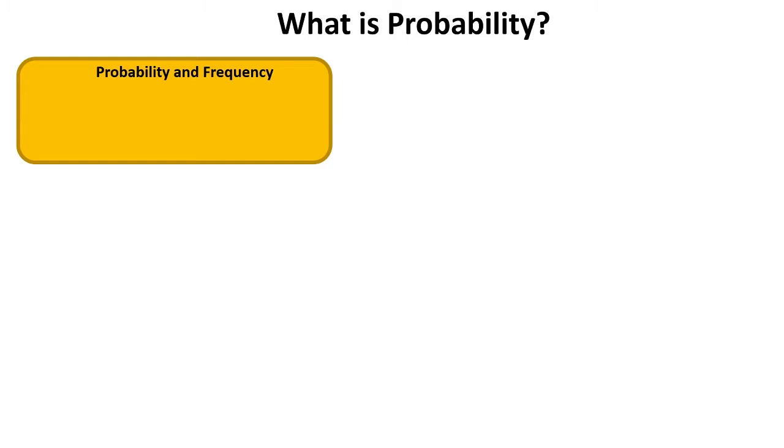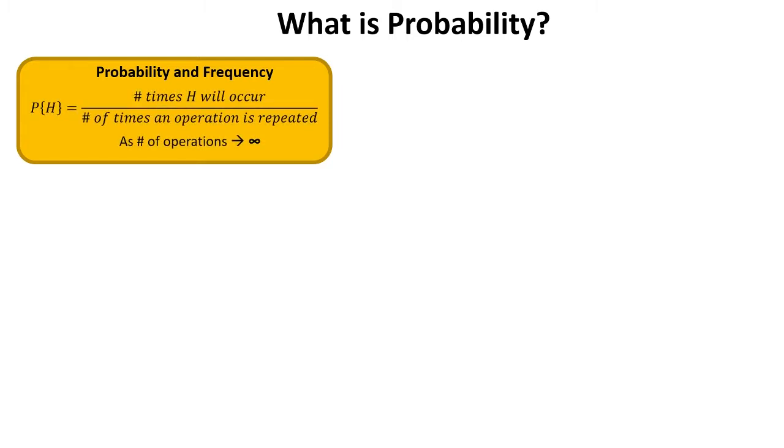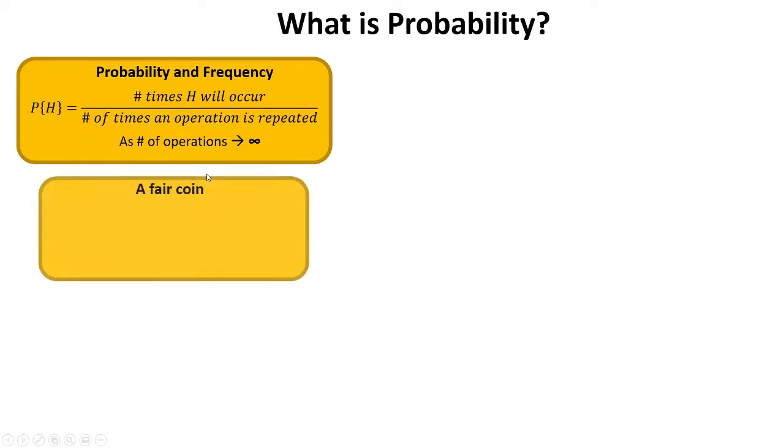Well, the definition has to do with the frequency with which something occurs. So the probability of an event H happening is the number of times that H will occur divided by the number of times that an operation in which H could occur is repeated. And this is as the number of operations goes to infinity. So what does that mean?